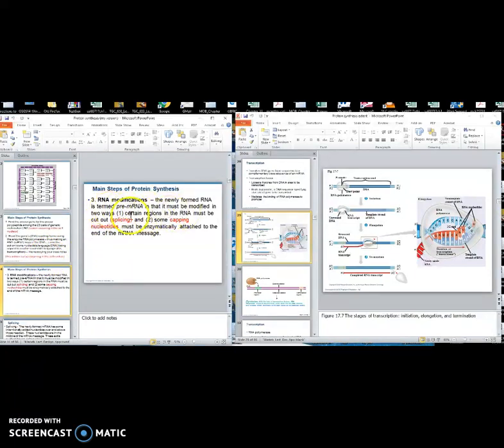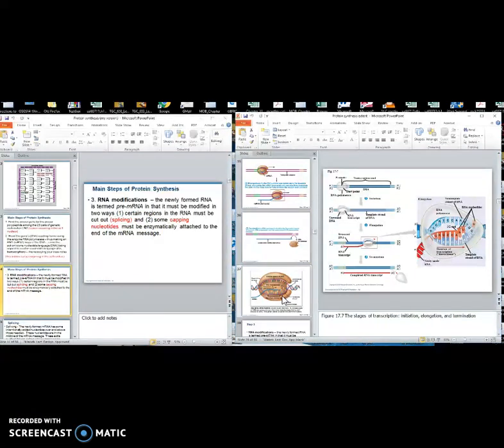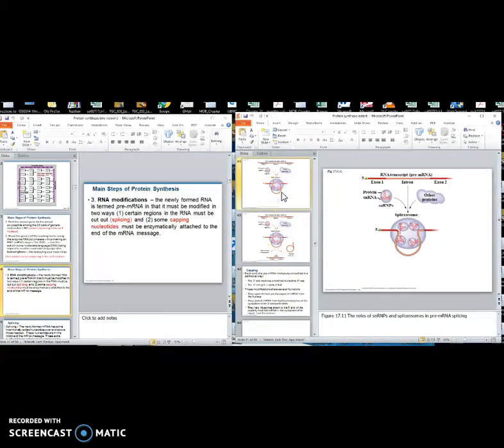What's going to happen in the nucleus is you're going to have to cut out the parts you don't want, and hook the ones that you do want together. Cut out the ones that are not needed, and hook the others together. That's what we call splicing. Here's the splicing process. See, this is a pre-messenger RNA. You have exon, intron, exon. What I need to do while yet in the nucleus is cut the introns out and hook the exons together. That's called splicing.